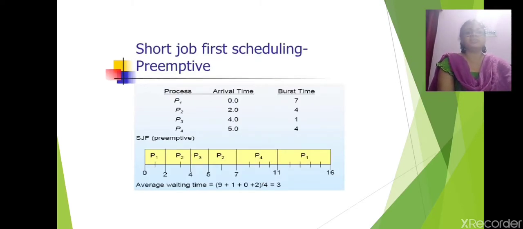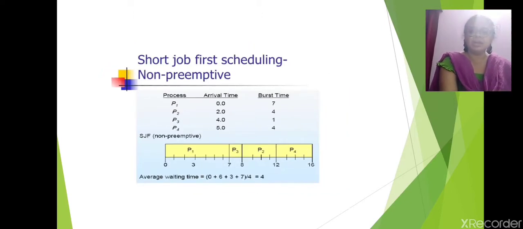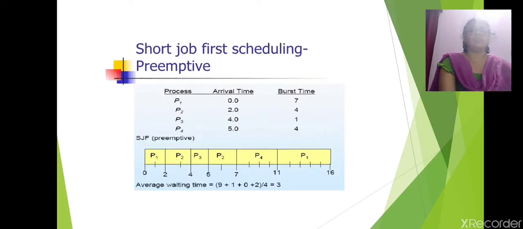Again, shortest job first scheduling, the preemptive one, gives an average waiting time of 3. So we can see that preemptive job scheduling gives better performance than the non-preemptive one.